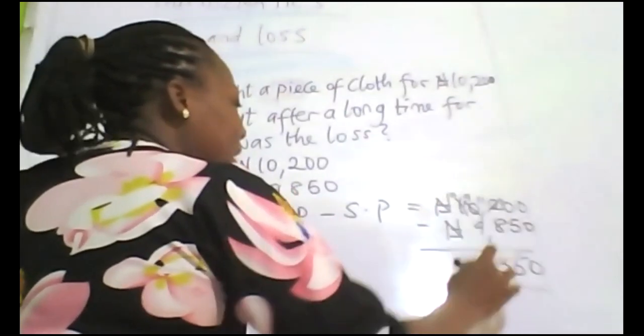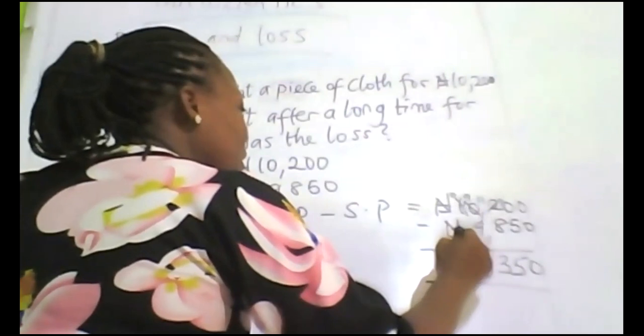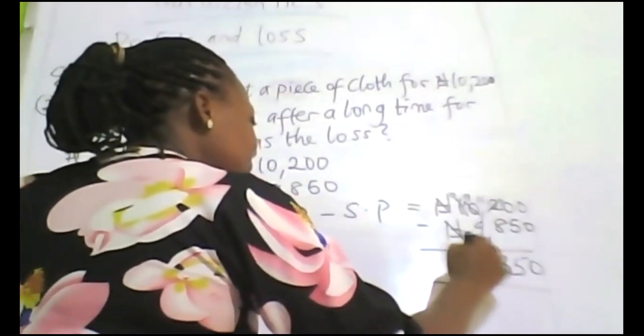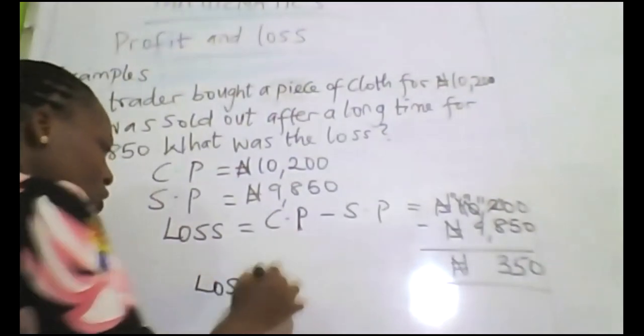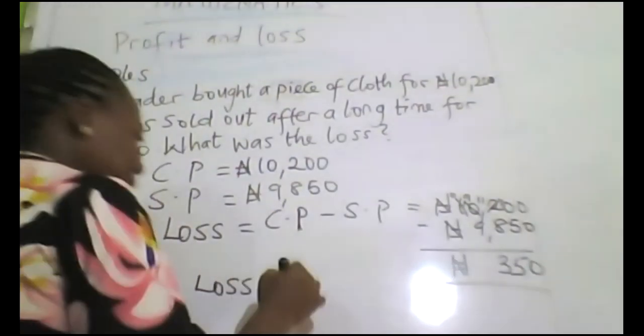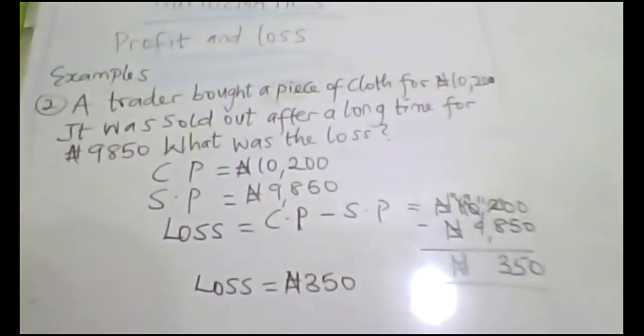11 take away 8 gives me 3. 9 take away 9 is 0. 0 take away 0 is 0. The loss is equal to 350 naira. Can you see how simple it is?